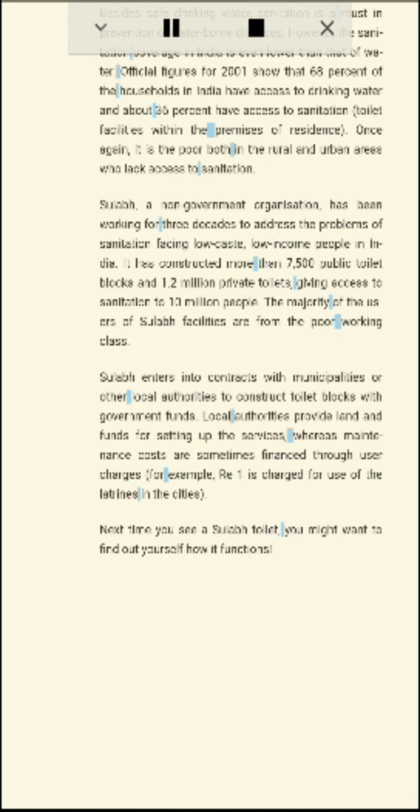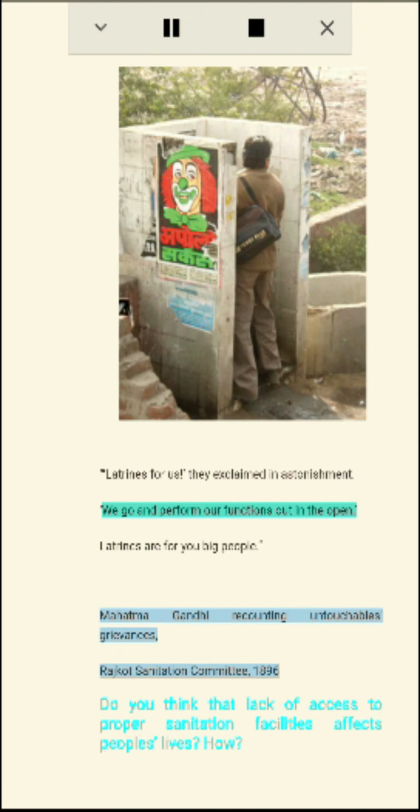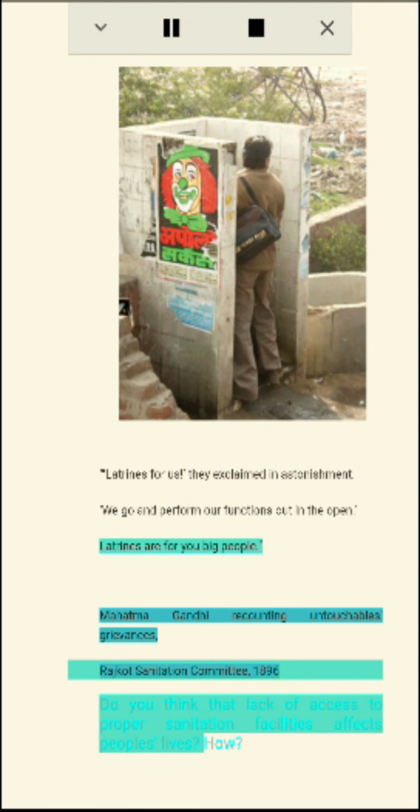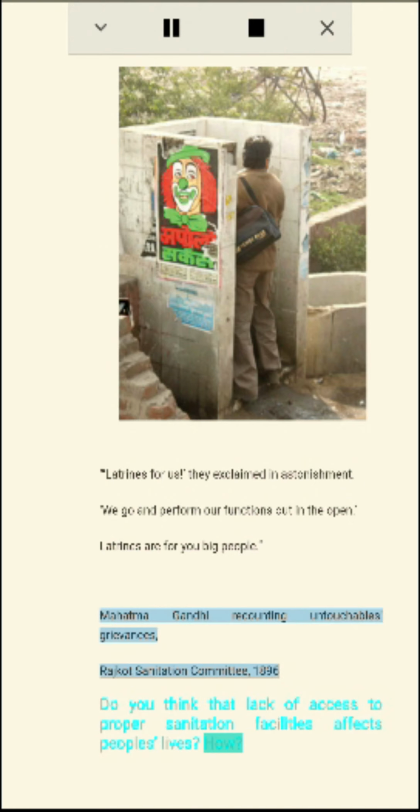"Latrines for us?" they exclaimed in astonishment. "We go and perform our functions out in the open. Latrines are for you big people." Mahatma Gandhi recounting untouchables' grievances, Rajkot Sanitation Committee, 1896.